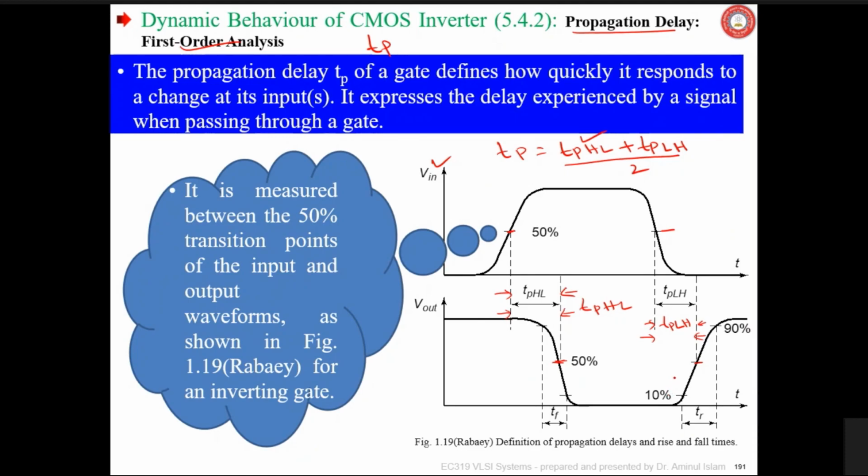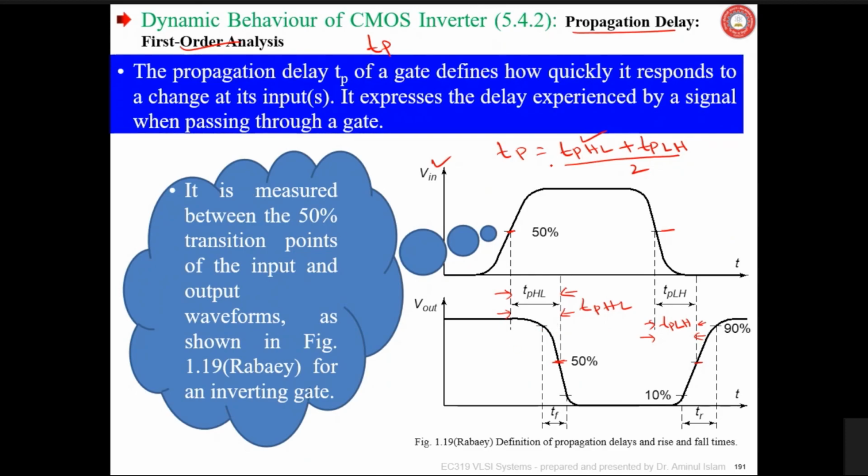With reference to output only, remember this. Output when moving from low to high, that is TP-LH. The average of this is called TP.